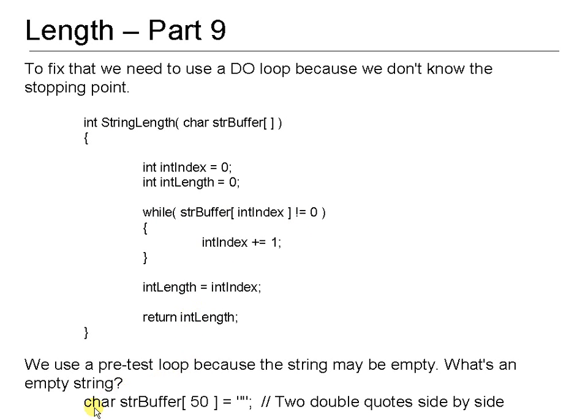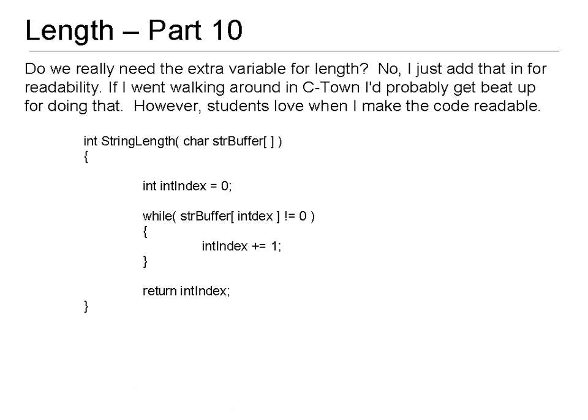And by the way, what's an empty string look like? Well, that's where you have char str buffer size 50 equals open double quote, close double quote. There's no space or nothing in there, so that is literally an empty string. Now, do we really need that extra variable for length in there? No, I just added it in for readability.